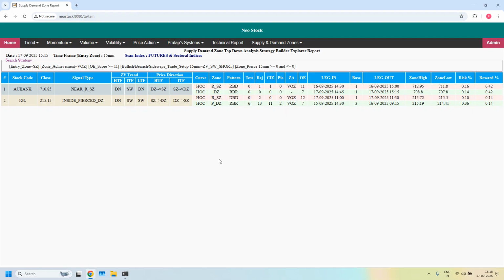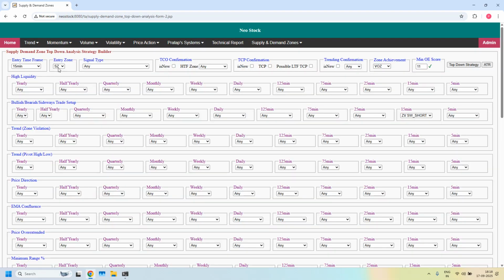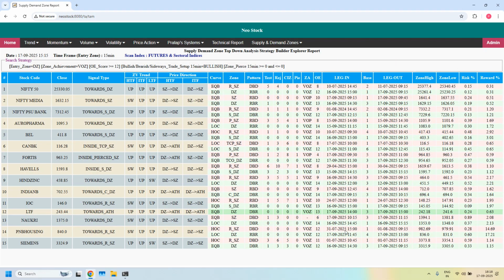Next, bullish trade setup for daily income trade. Entry time frame zones are 15 minutes demand zones. Here bullish, and the minimum odd enhance score should be 12. With these filters, we got 15 stocks supporting bullish trade setup for daily income trade. And the entry time frame zones are 15 minutes demand zones. So total we got 15 stocks.